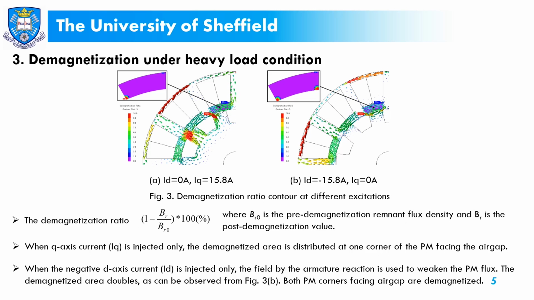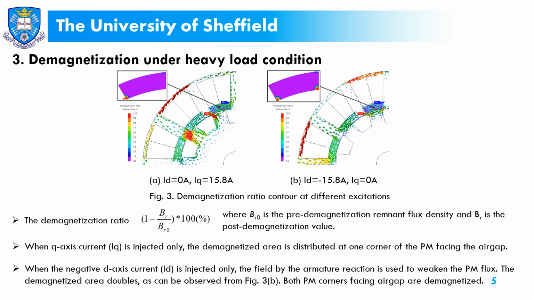Then the demagnetization is checked under heavy load condition. One is pure ID injected in the armature winding. Another is pure IQ injected in the winding.